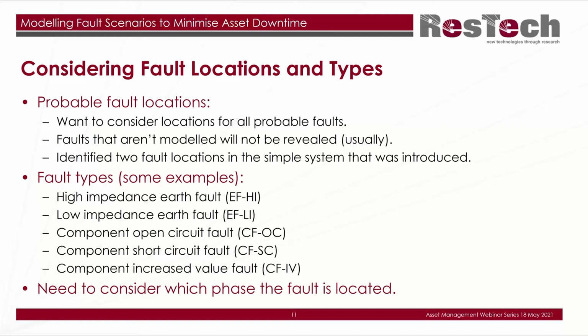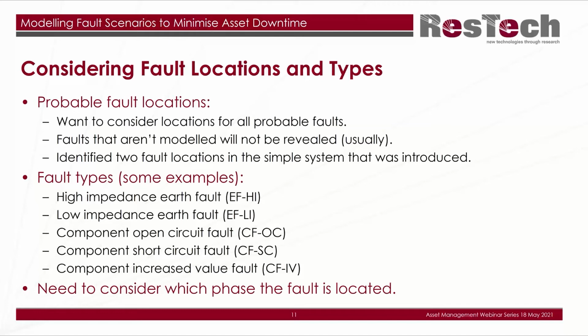So the next thing to do is consider possible fault locations and types. Of course we want to consider all probable fault locations, because if we don't actually model a particular fault, then we're not going to be able to find where that fault is by looking at the information from our system. I mean, you can still get some information, but ideally we want to model all particular fault scenarios that might actually occur. So in this simple example, we've just identified 2 fault locations.